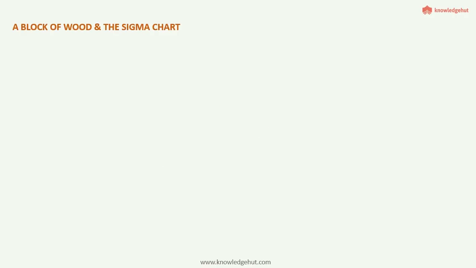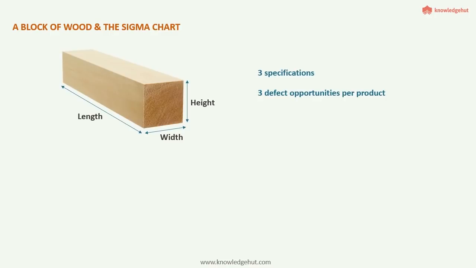Right. So moving on, here's a block of wood that you can see has three specifications of 3 dimensions, which means that there are 3 defect opportunities per product. So we make a distinction between the terms defect, defective, and defect opportunities, and this is very key to understanding Six Sigma. Let us take a very simple example of a carpentry unit that's producing these blocks that you see in the picture.